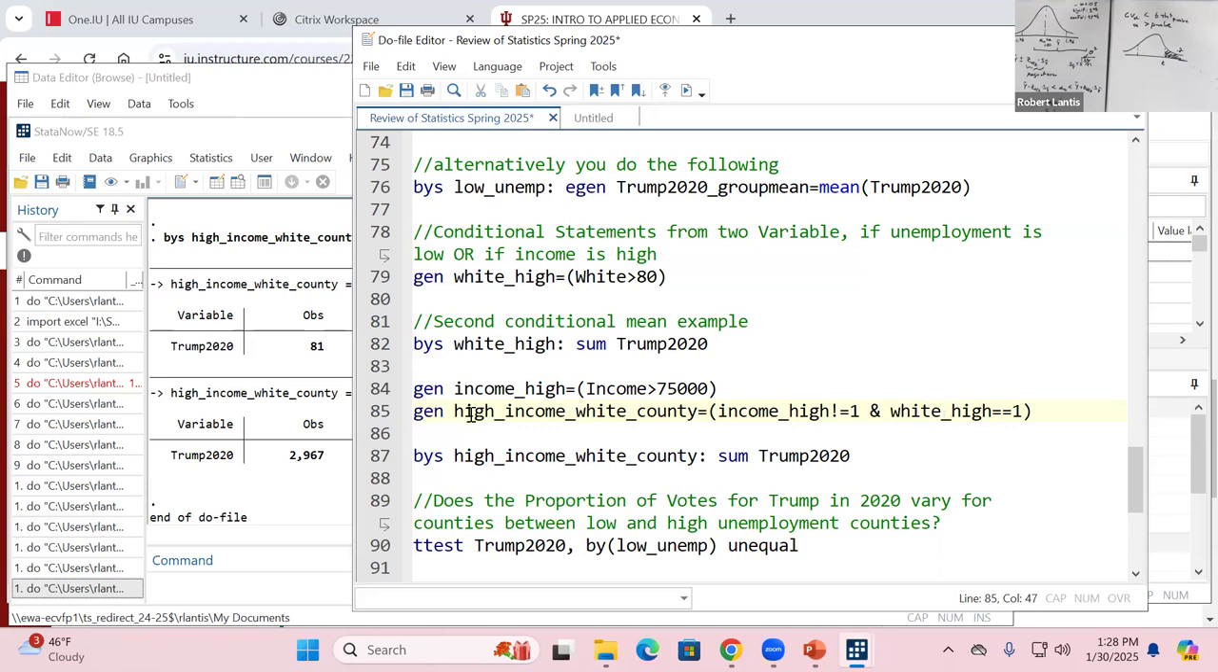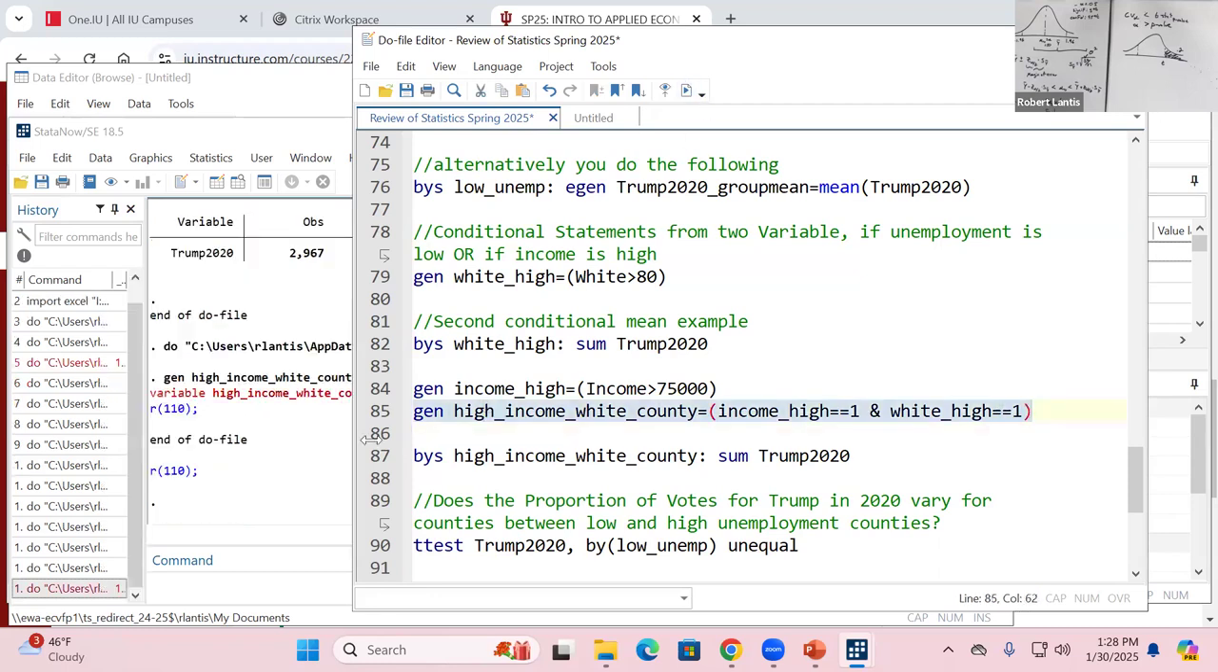So here, what do I actually want? I want if income is high and if they have a high proportion of white, right? So the problem is I already created this variable, but I created it incorrectly, right? So what's a good way to get around that?